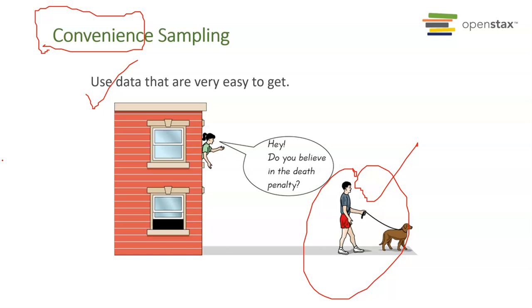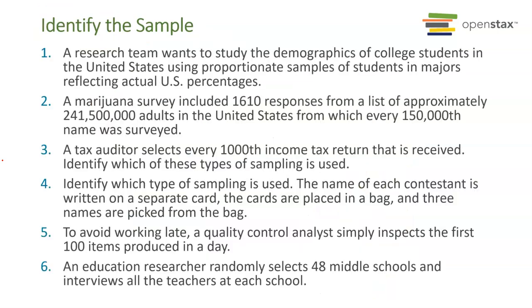So let's look at a couple of these, and you can pull up the PowerPoint or pause the slide to see if you can name any of these. Maybe we'll look at number 1. A research team wants to study demographics for college students in the U.S., and they take a proportionate sample of students and majors reflecting the actual U.S. percentage. So they're going to break people up into majors, and they're going to talk to some people in each major. So we've got groups, so we're talking about a stratified or a cluster. But I'm talking to some people in each major, so that's going to be a stratified.